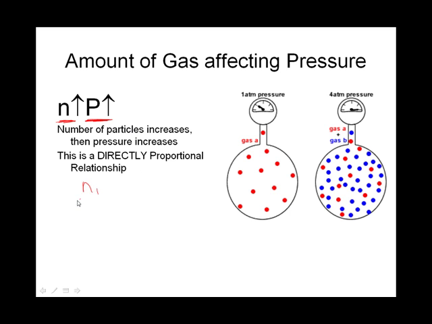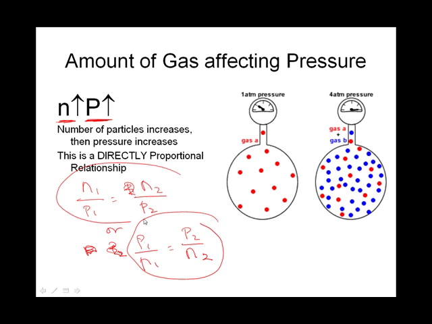So we have N1 over P1 equals N2 over P2, or it could be P1 over N1 equals P2 over N2, and either this or this works perfectly fine.